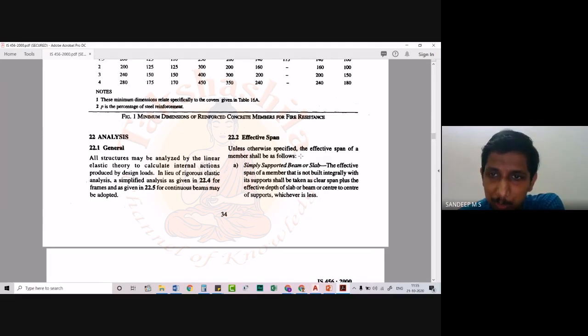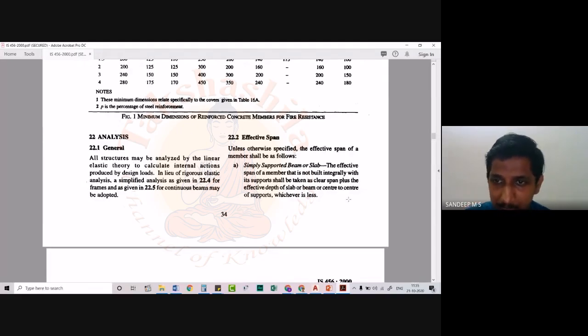So unless otherwise specified, the effective span of a member shall be as follows. So it gives some conditions. In condition number A, it is mentioned for simply supported beams or slabs. In both cases, this is acceptable. So when we perform the design for slab also, we will be referring to the same clause. As per this clause, the effective span of a member that is not built integrally with its supports shall be taken as clear span plus the effective depth of slab or beam, or center to center of the support.